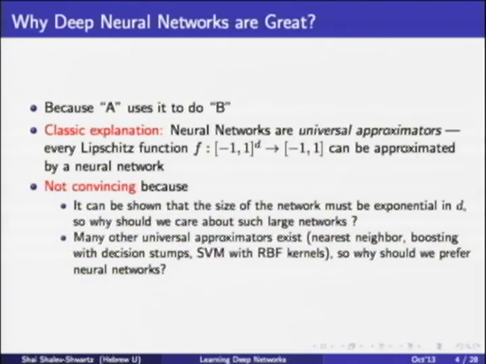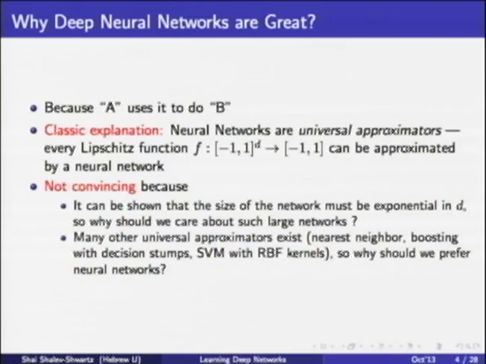Why? So the first reason is that it is not very difficult to show that for this classic explanation, you need a network of exponential size. So there is no network of polynomial size that can approximate every function. So why should we care about networks of exponential size? We should not care about such networks. These are too large for our needs. And if we're talking about universal approximators, then there are many other universal approximators. All of them will be exponential in d. So in my opinion, universality is not interesting at all, but this is another story. So we have nearest neighbor, boosting, others. So why should we care about neural networks in particular?